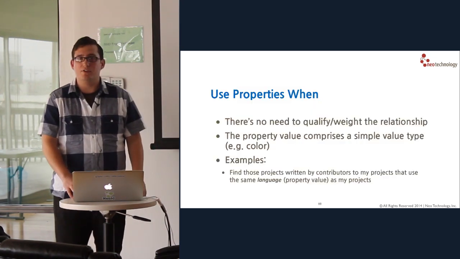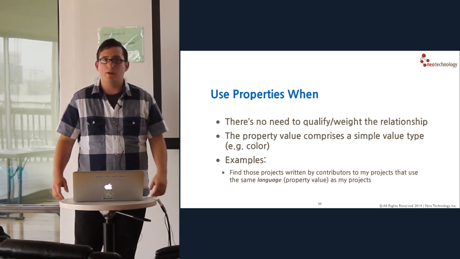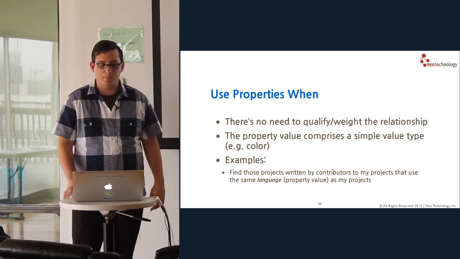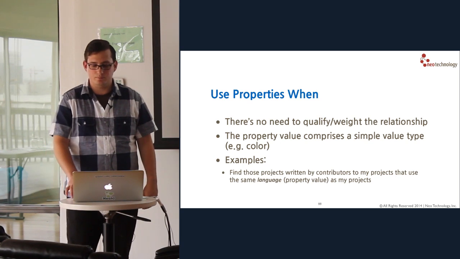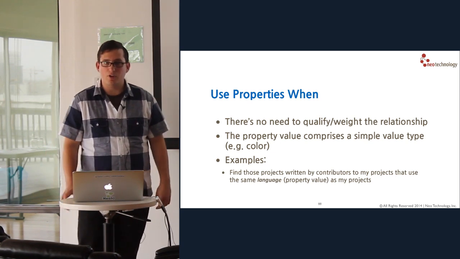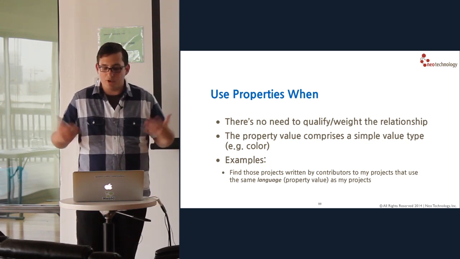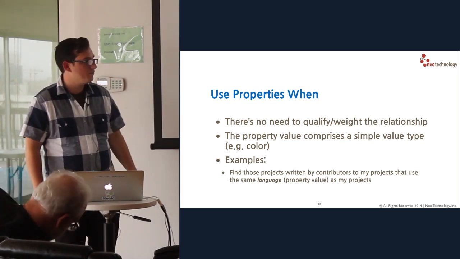So when to use properties instead of relationships? When there's no need to qualify the weight of the relationship to the nodes, then there's really no need to use one. If it's a simple value type like a color, then you just want to use a property. Some examples of that: you have these projects on GitHub that have been written by contributors to my projects, and they use the same language, which would be a property value.